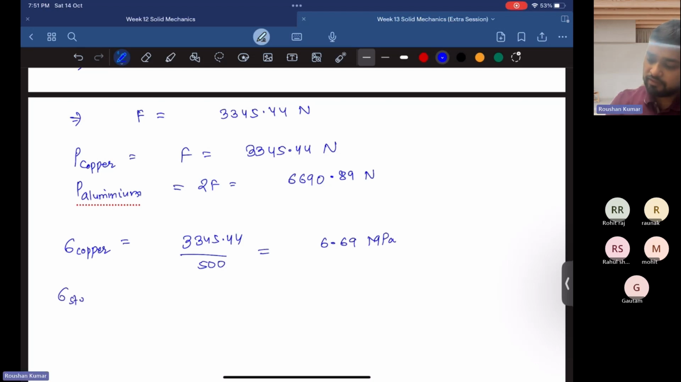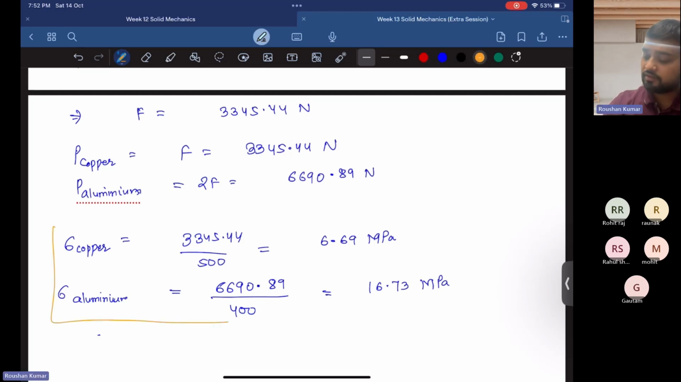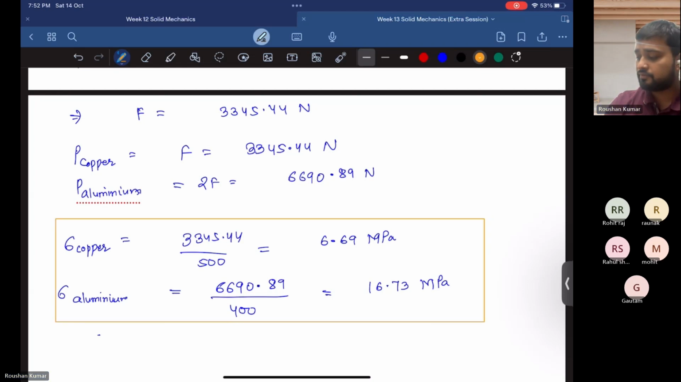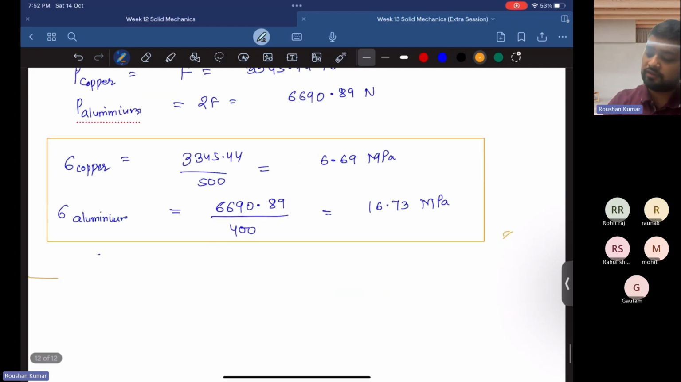And sigma of the aluminum bar is taken to be 6690.89 upon 400, which is coming out to be 16.73 megapascal. So this is the question that is asked in the given problem. What is the value of the stresses in each of the bar, that is in the copper bar and in the aluminum bar? So we found the value of these two stresses.